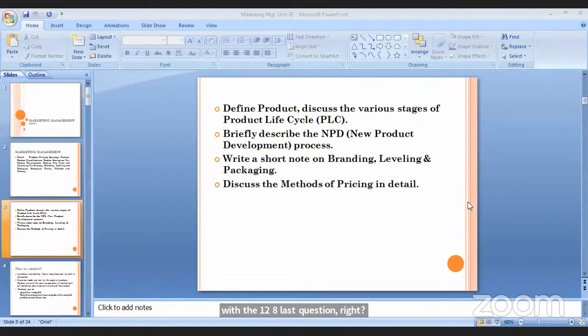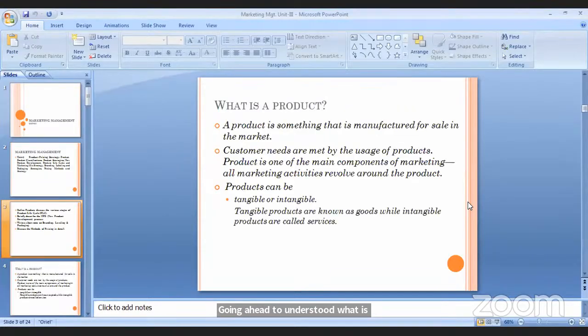Going ahead to understand what exactly is a product. Now, what is a product? In the first class of offline class, we had a discussion what exactly a product is. Here, a product is called something that is manufactured for sale in the market. That means product is a fully finished product. Sometimes we say that fully finished products are manufactured and sold by the manufacturer or by the seller in the open market or closed market system. So that is what is called product.